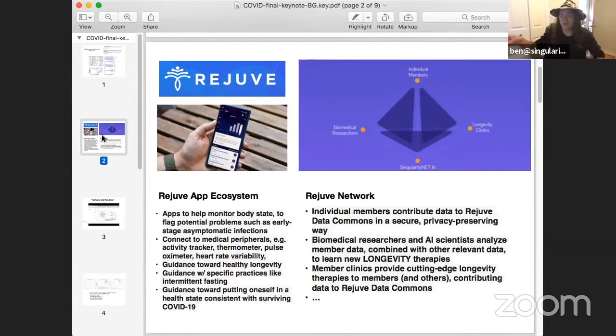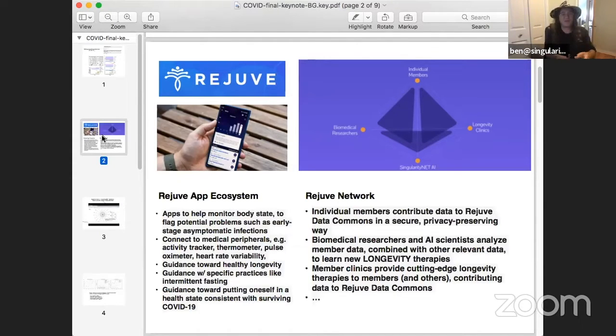But this is where the overall Rejuve ecosystem comes in. What we're aiming to do with Rejuve is use our SingularityNET platform to make an ecosystem involving individuals who are contributing their own biological and medical data, biomedical researchers who want to analyze this data, AI researchers and analysts and creators of AI tools to help crunch all this data, then clinics that can supply therapies to the members of the Rejuve network, including therapies discovered based on the data the members have provided.